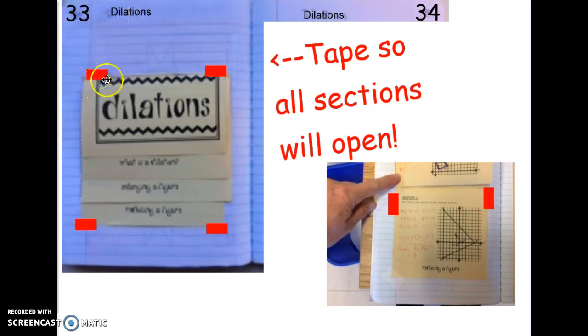So page 33, you're going to want to tape this little foldable note sheet up at the top by the staples and also at the bottom. And then, because it's so heavy, I think you're going to need to open up that bottom flap and also tape up here towards the top.